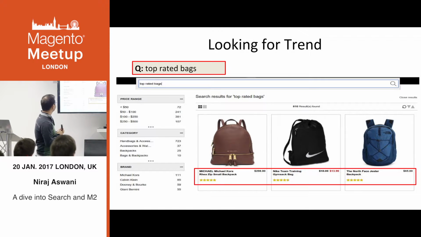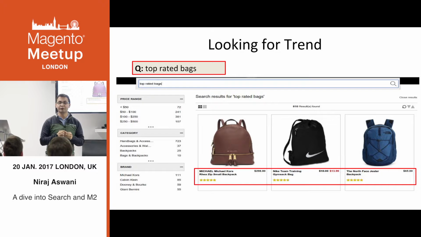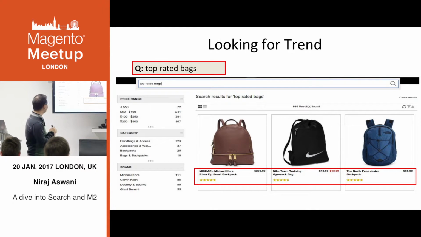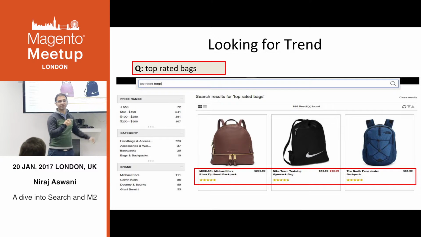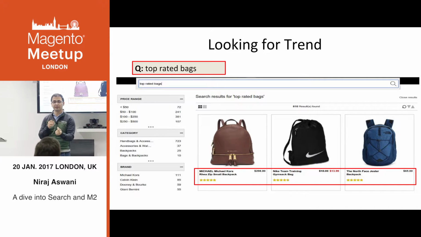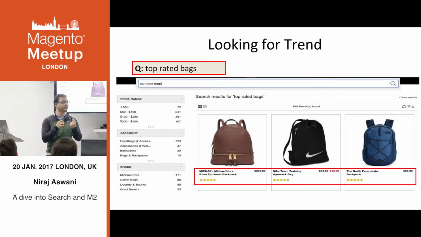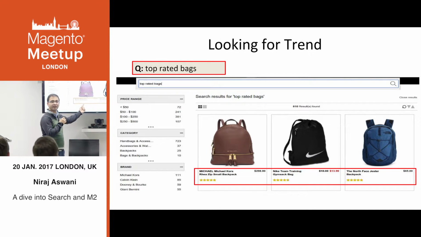What people like to buy, as we discussed earlier, is mainly the top rated things. Now, if you're collecting reviews, they give you lots of information. The only thing you have to do is encode, I mean, you have to understand what these stars mean and allow people to search on that. So if somebody is typing top rated bags, you want to see the bags which have got good ranking.